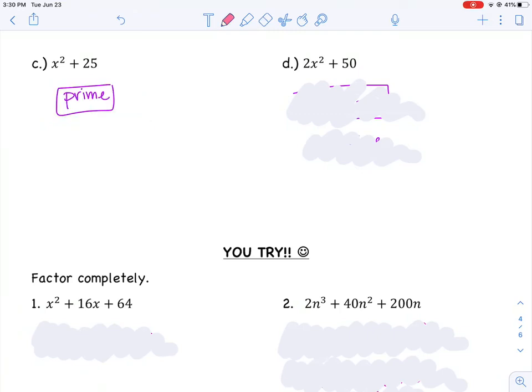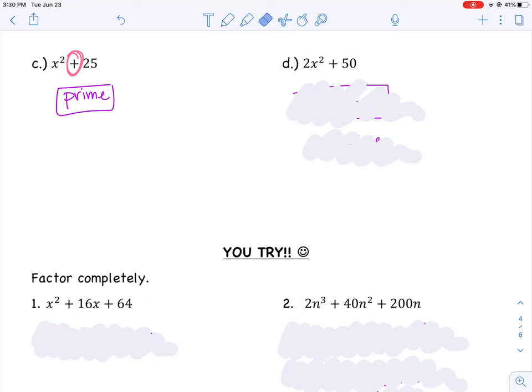Hopefully not. Hopefully I didn't get you. You notice that there's a plus sign in between? There is no way that you're going to be able to multiply 2 numbers to give you a positive 25, that when you add those 2 numbers you get 0. You get no middle term. This is not a difference of squares.